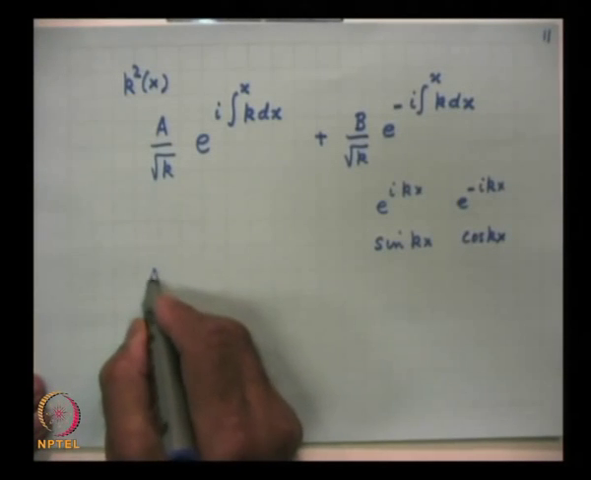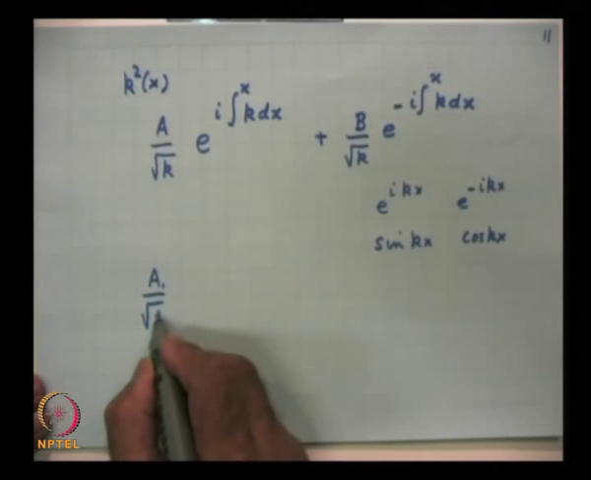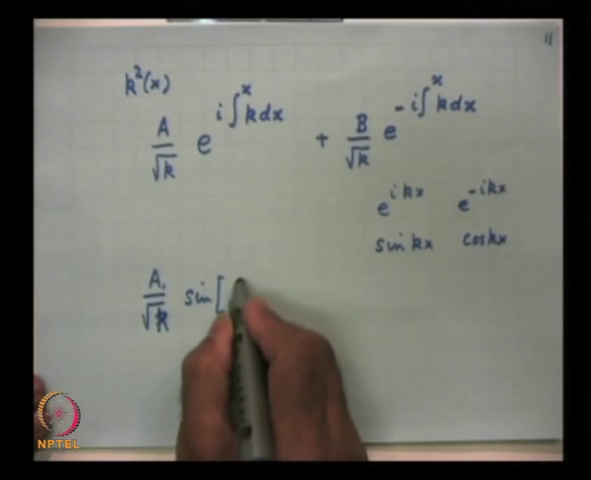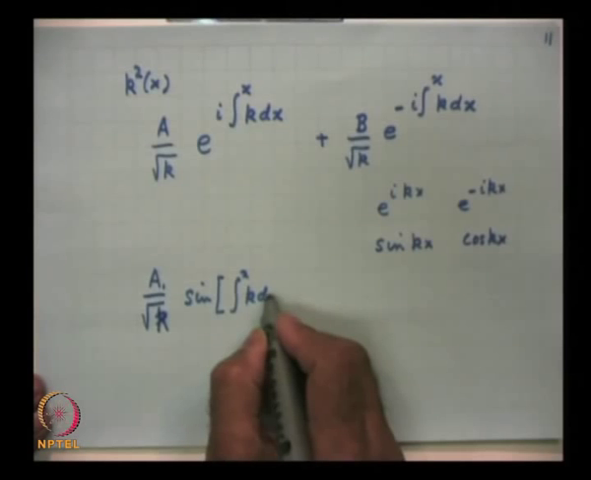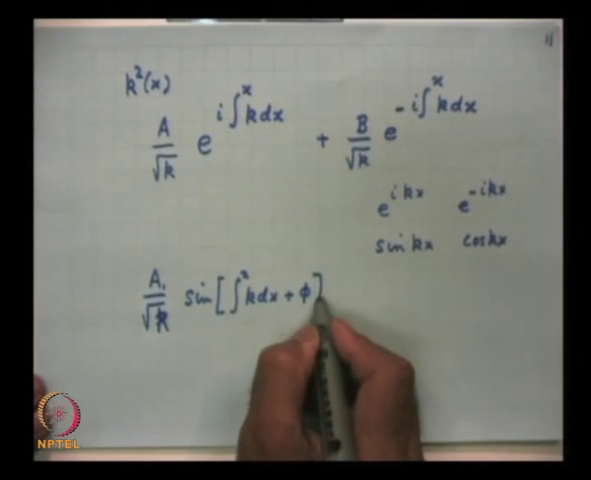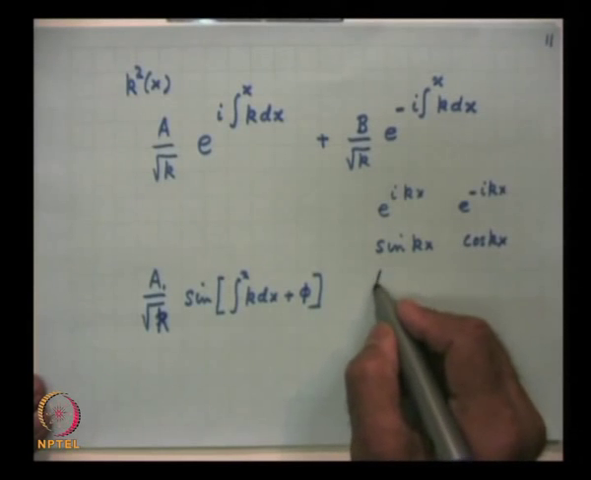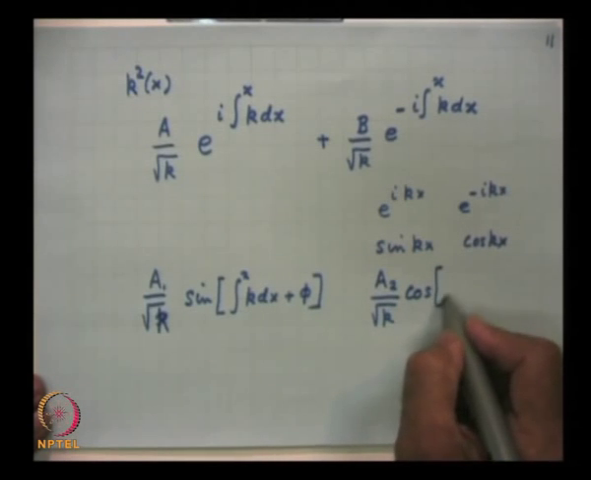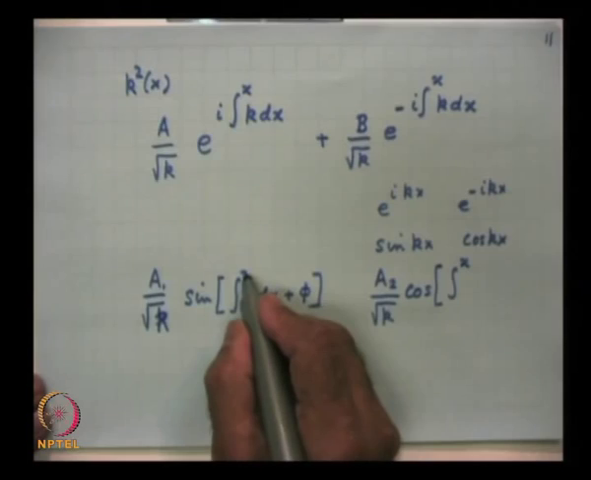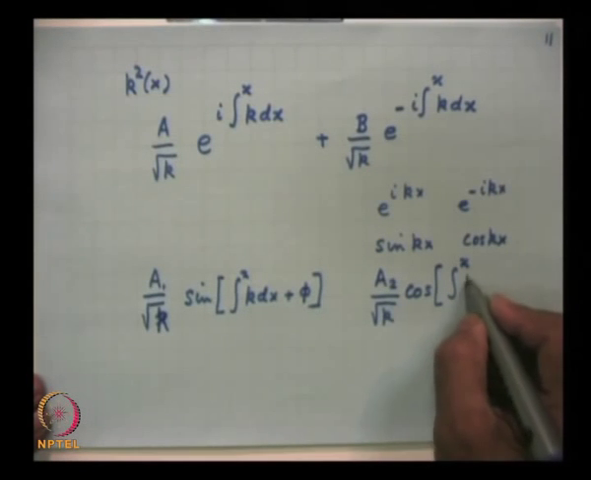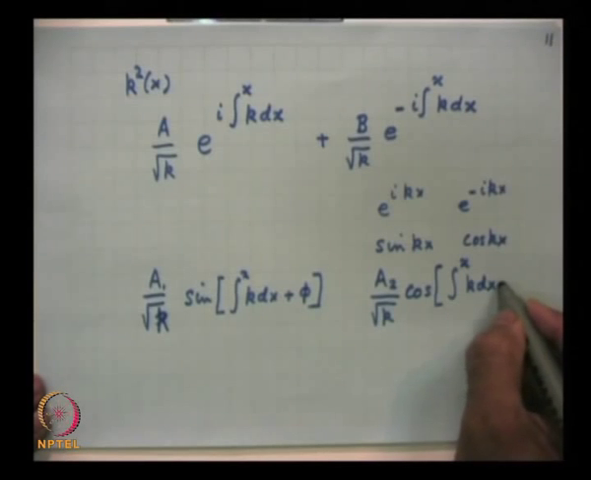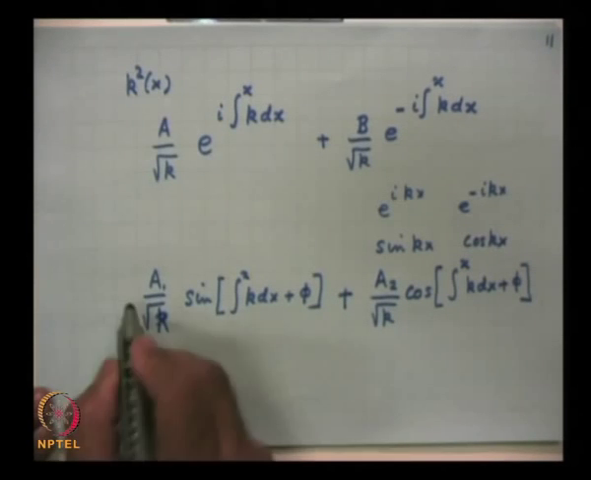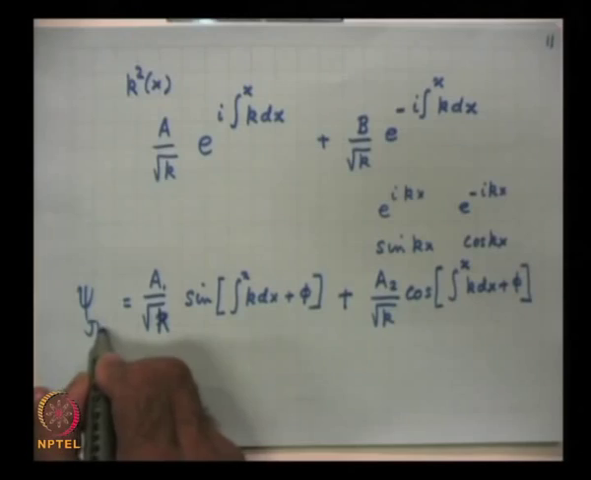So, I can write this as a 1 by root k sin of integral a to x k dx plus phi, some phase factor. And the other independent solution I can take as a 2 by root k cos of integral x k dx plus phi. The x can be at the top or at the bottom, it does not really matter. So, the general solution is the sum of these. This is the general JWKB solution.